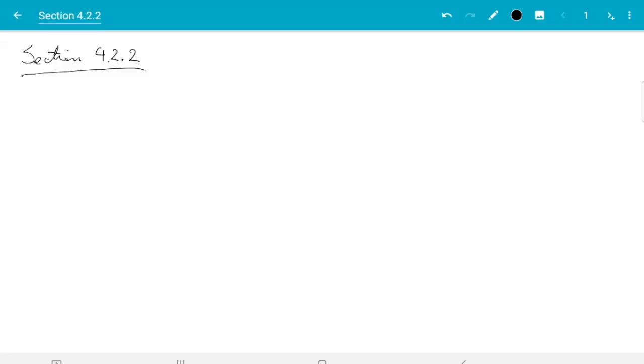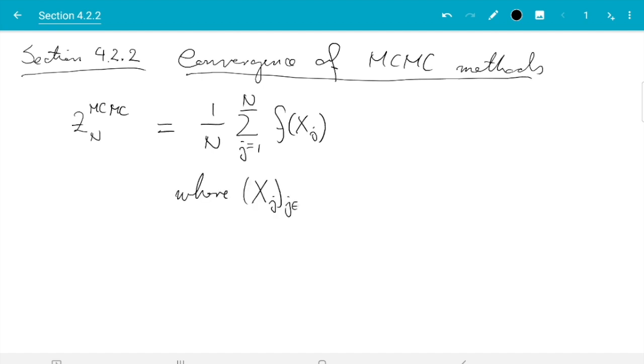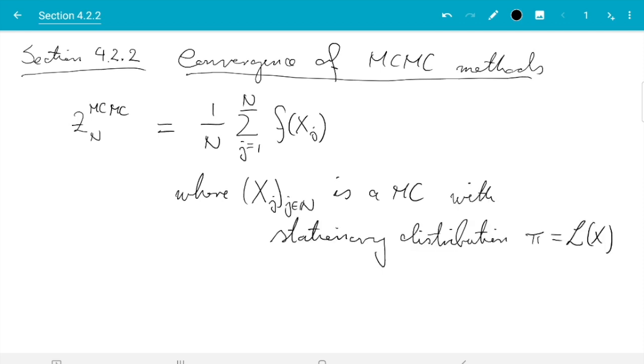This video is about convergence of Markov chain Monte Carlo methods. We now finally are in a position where we can consider Markov chain Monte Carlo estimates, and I've already explained this. These are estimates which look like normal Monte Carlo estimates, but the new thing is that xj is now a Markov chain, chosen so that the stationary distribution equals the distribution of x.